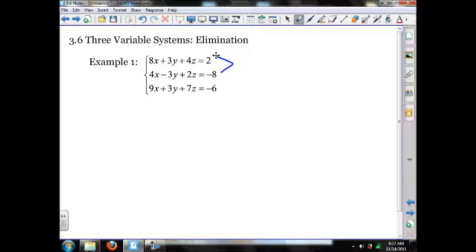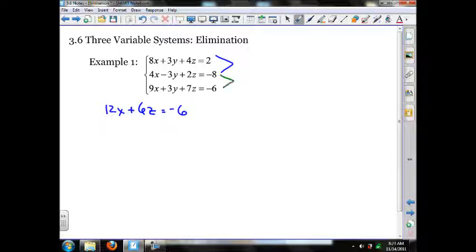So adding those 2 equations together, I get 12x. My y's eliminate, which is what I want, plus 6z equals negative 6. Again, I have 2 variables and only 1 equation, so I need to come up with a second equation somehow. Where would that come from? Yeah, the last 2 equations.